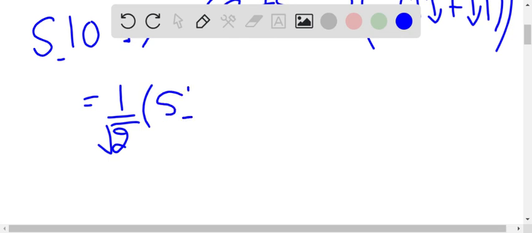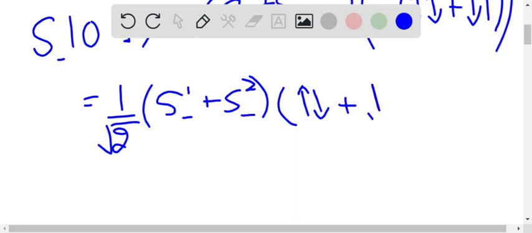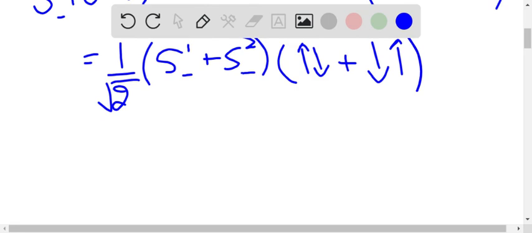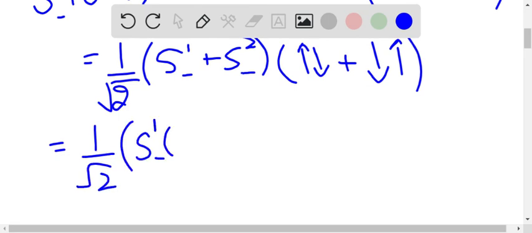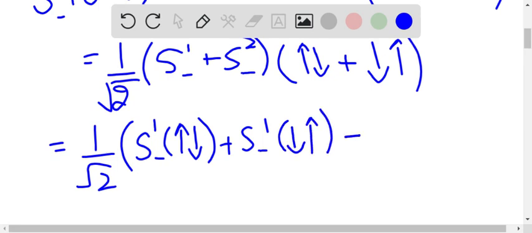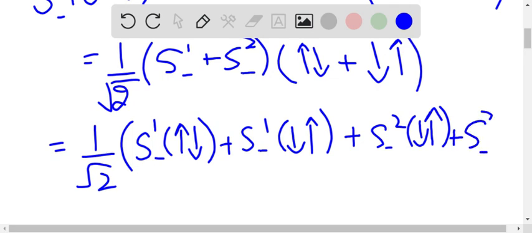Over here we have S negative 1 plus S negative 2, acting on downward upward plus downward upward. When we open the parenthesis, we'll get that it is equal to 1 over under root 2 times S negative 1 plus S negative 1 plus S negative 2 plus S negative 2.